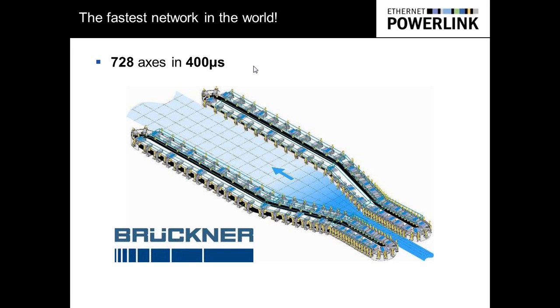Now, I mentioned before, POWERLINK has one network master and then a bunch of control nodes. You can have up to 239 control nodes. Here I'm showing 728 axes of motion, so that basically tells you that there are several POWERLINK networks running concurrently, but they're all synchronized.